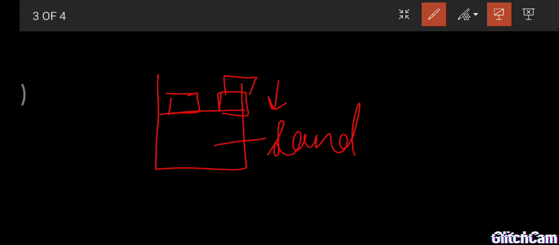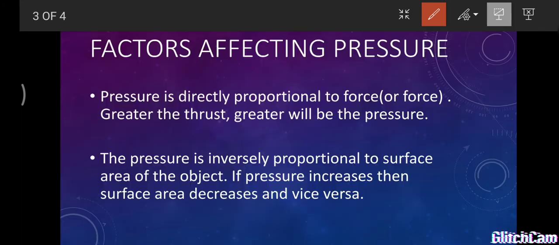Now if you calculate the depression by the first one, it is this much, and the depression by the second one in the sand is a little bit more than the first one. So from this experiment we know that as we increase the magnitude of force, the pressure also increases. So the pressure is directly proportional to the force. So the greater the thrust, the greater will be the pressure.